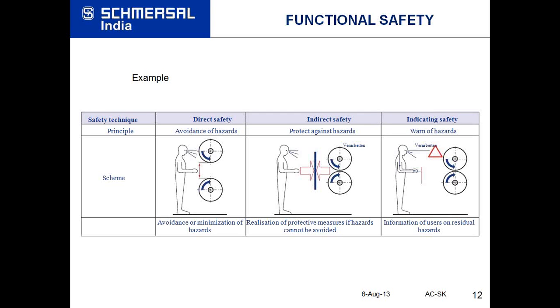Just remember that the sequence has to be direct safety, indirect safety, indicative safety only. The first step has to be direct safety, the second step indirect safety, and the third step indicative safety. We cannot change the sequence, otherwise we will meet with something else. Okay, so I hope this is very clear. This is how we implement safety on a system.